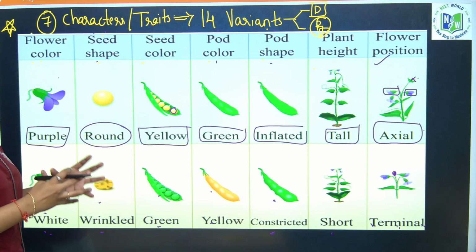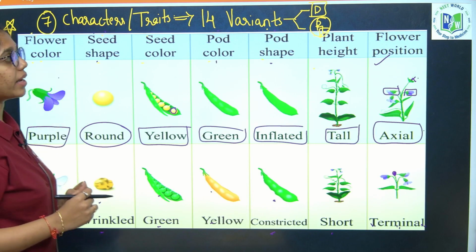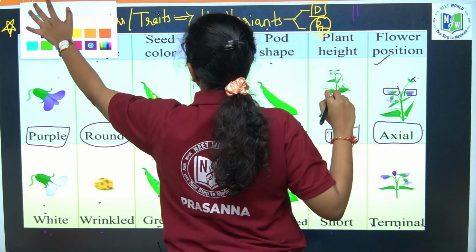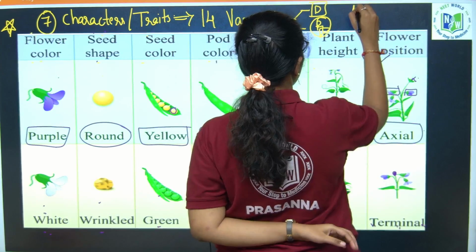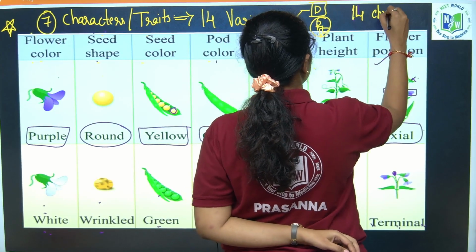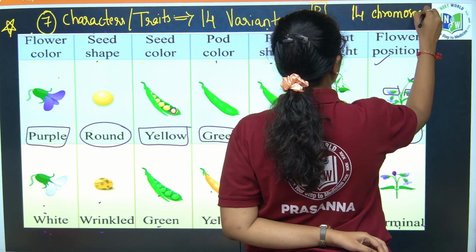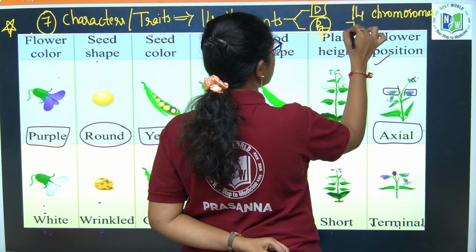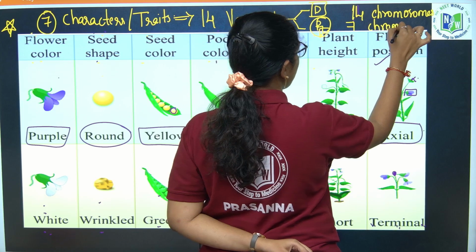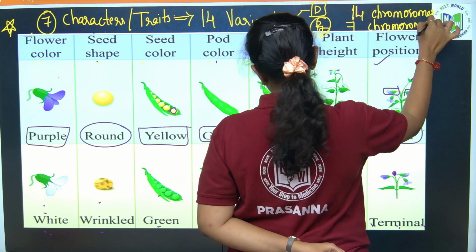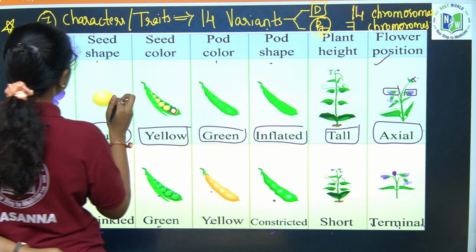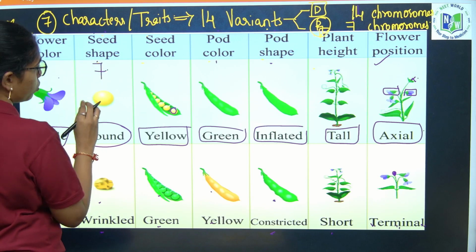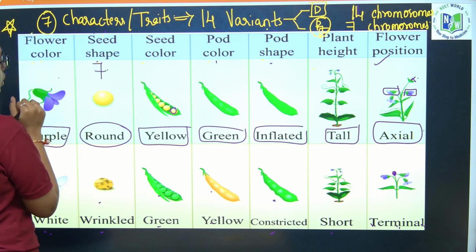When we consider the chromosome number, a diploid cell of Pisum sativum has 14 chromosomes. How many chromosomes? 14 chromosomes. If we consider the haploid set of chromosomes, it is 7 chromosomes. Among these 7 chromosomes, seed shape is present in the 7th chromosome.